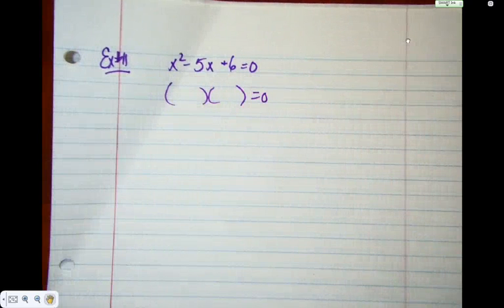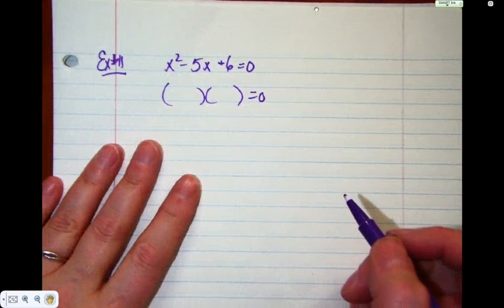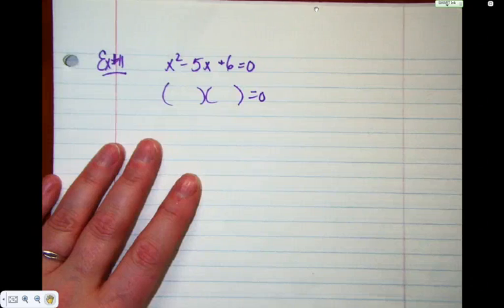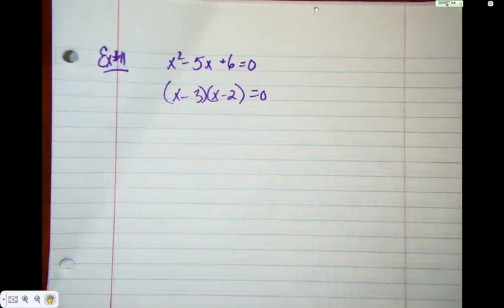This is just a product sum binomial factoring, so we're looking for a product of 6, sum and difference of 5. Anyone have an offer? There's the first offer I heard. Confirm?